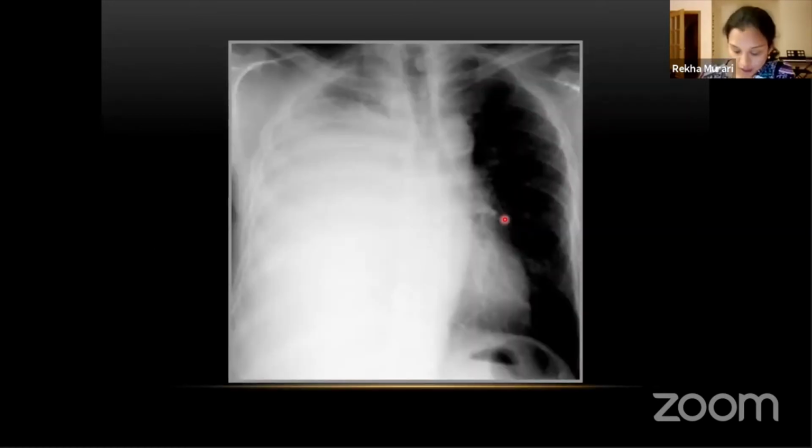So this is the second X-ray. Have a look at it and see what you think.